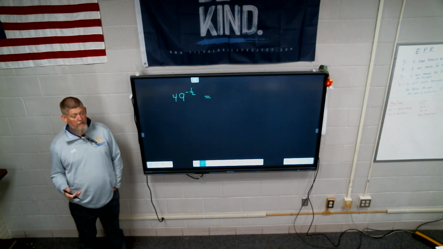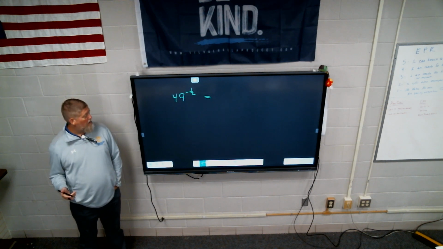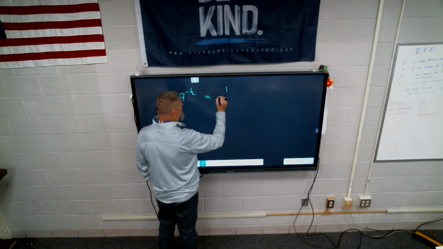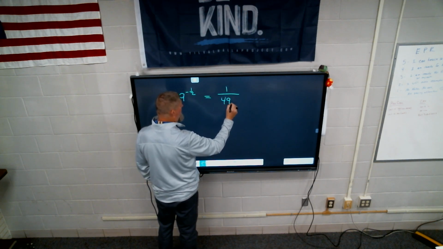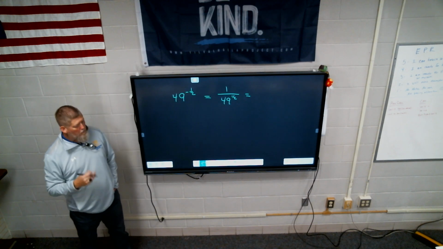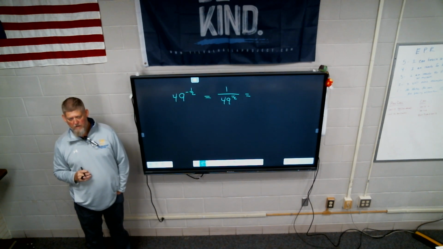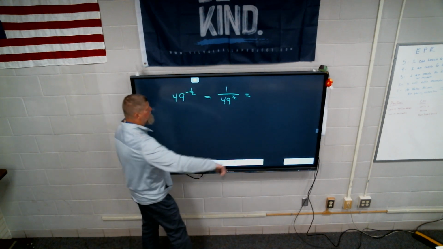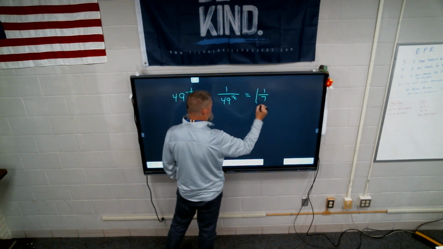Yes. One goes on top and the whole thing moves to the bottom, right? So I have 1 over 49 to the 1/2. Now, what is 49 to the 1/2? 7. So the square root of 49. So your answer would be 1/7.